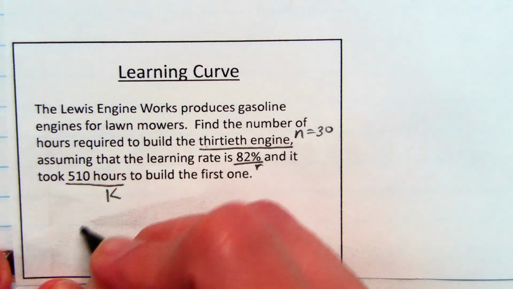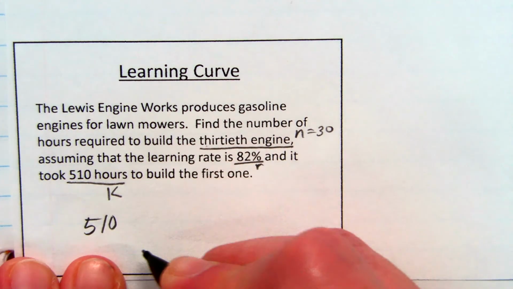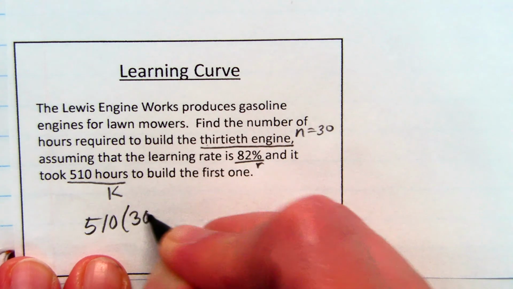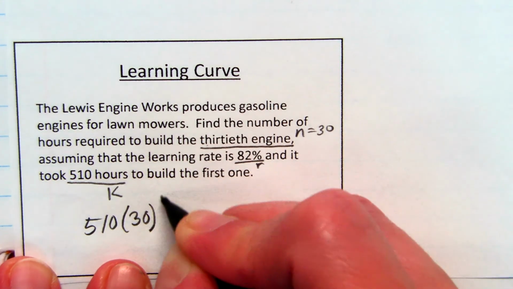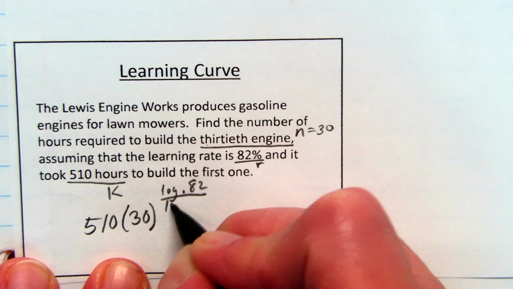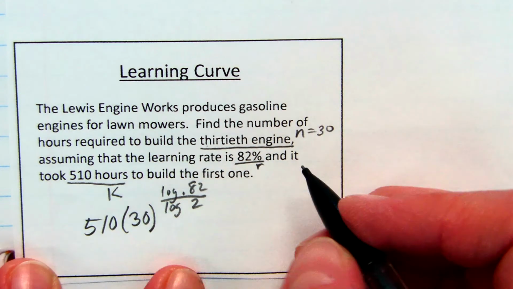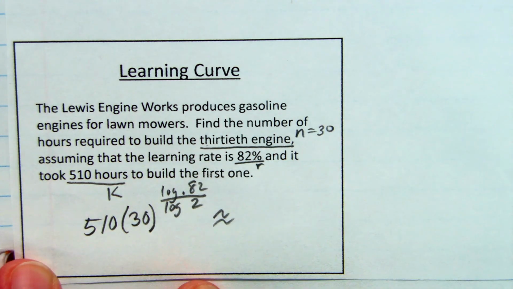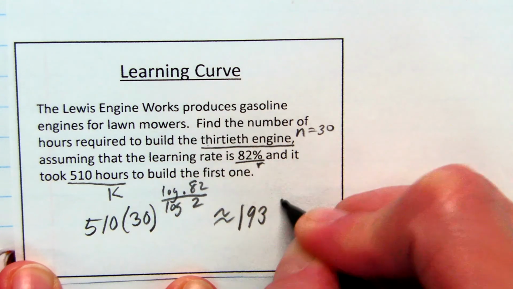So you'd set up 510 hours to make the first one. We're on the 30th one. And then you have log of 0.82 for the 82% over log of 2. And it does come out to be, if we round to the nearest hour, about 193 hours.